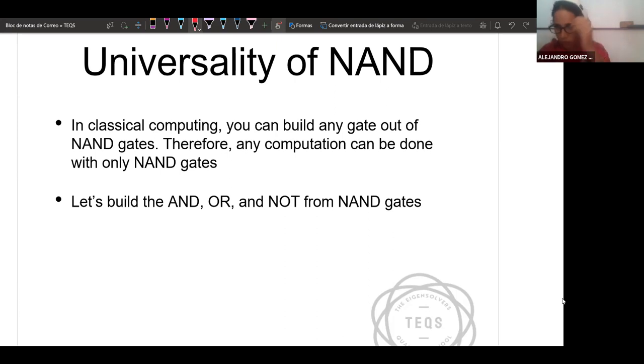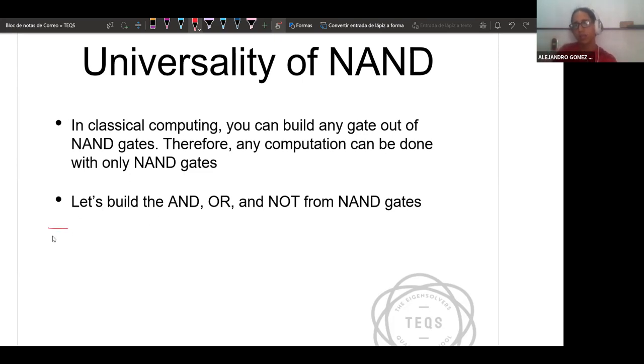So in the previous slide, we saw a simple circuit that performs the addition. So the addition is one of the basic operations that you need for a computer to do. A computer must be able to make sums, make operations. So that's why these gates and circuits are so important, because they're just like the way that a computer works, the operations that a computer can make. So if you have a gate that can reproduce any gate, then it's universal. So that's the case of NAND.